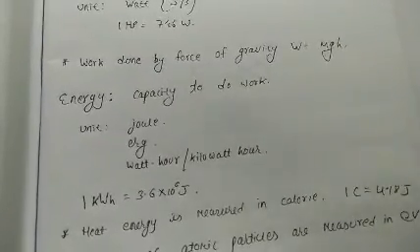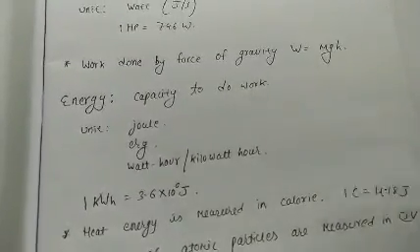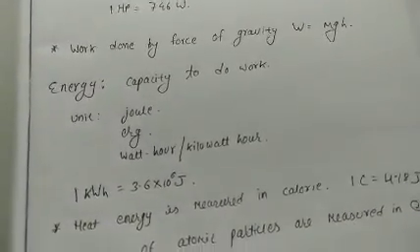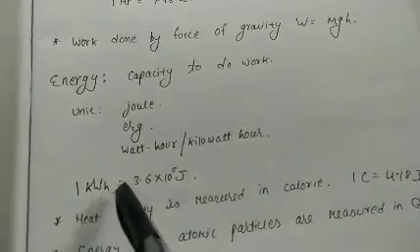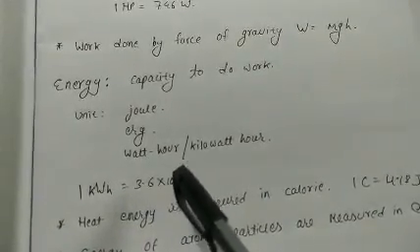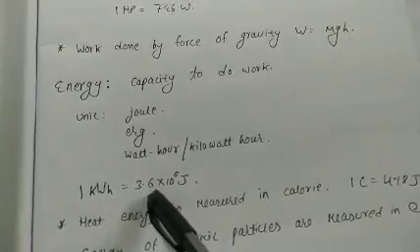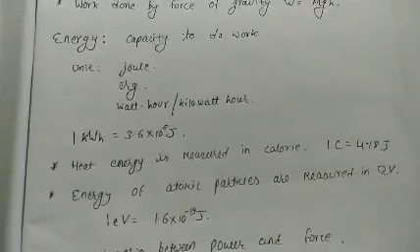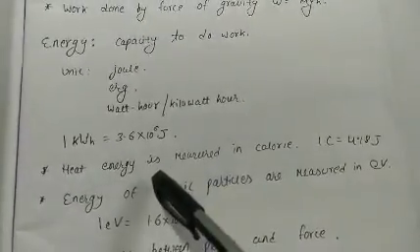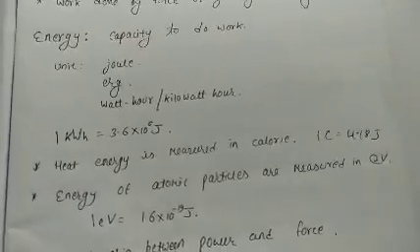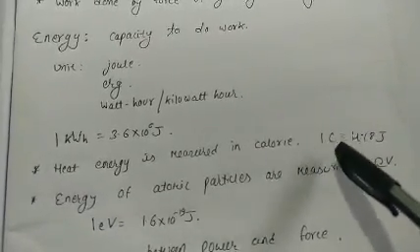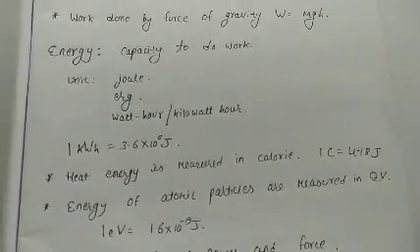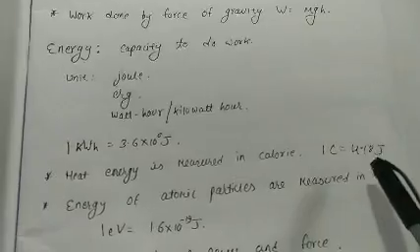The electricity which we consume, the electrical energy, is measured in watt hour or kilowatt hour, and the relation with joule is 1 kilowatt hour equals 3.6 into 10 to the power 6 joule. Now heat is also a form of energy, and that energy is measured in calorie mostly, and the relation is 1 calorie equals 4.18 joule, or simply we can say 4.2 joule. Energy of atomic particles is measured in electron volt, eV.